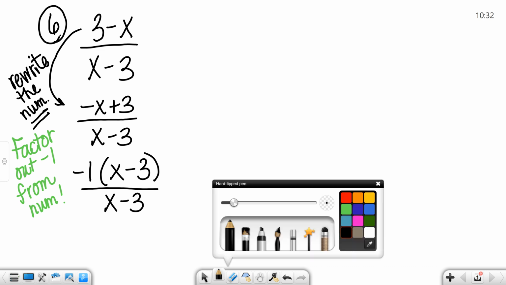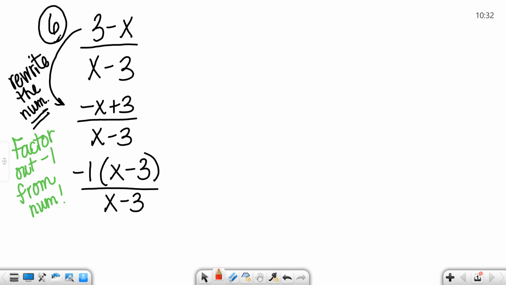Now we have a common factor in the numerator and the denominator. So those divide out to give me 1. So I'm left with negative 1 in my numerator divided by positive 1, which is negative 1, would be my solution.